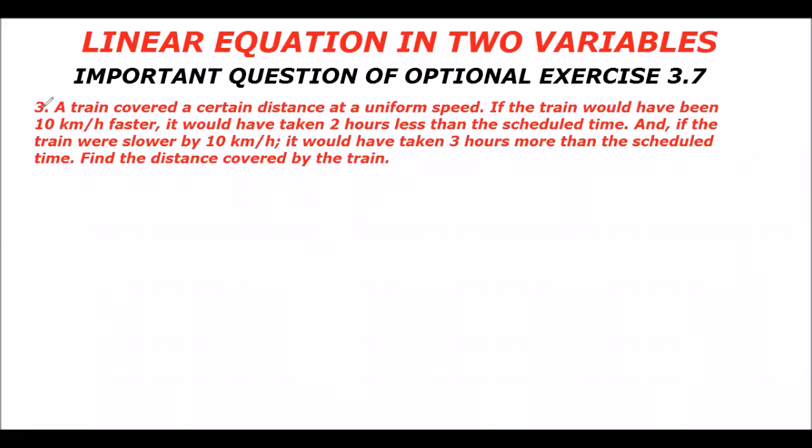Dear students, today we will do the very important 3 questions of optional exercise 3.7 of chapter 3. You will learn something very important out of these 3 questions. Children, see, this is a word problem related to speed and time.